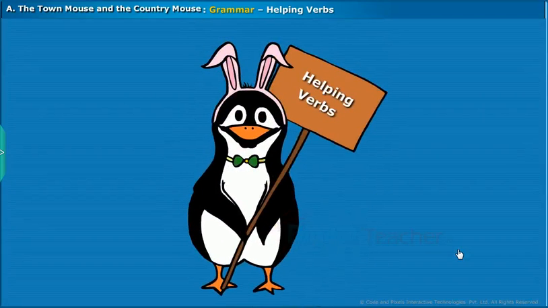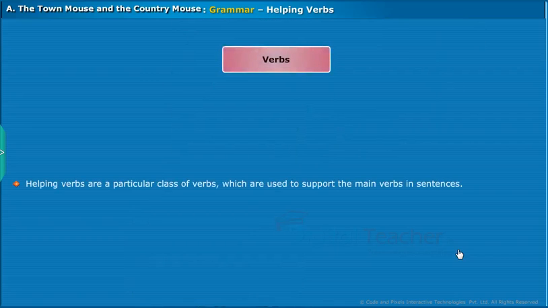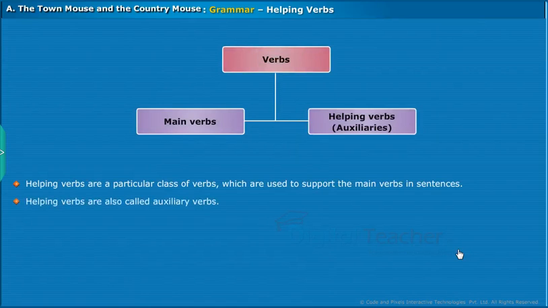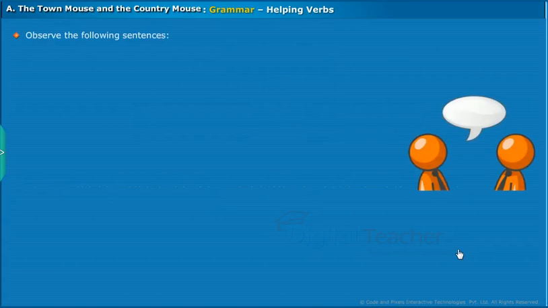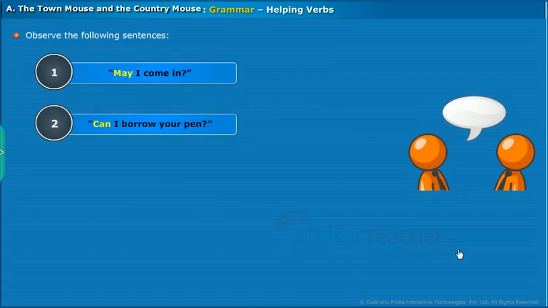Helping verbs. In this section, we will learn about helping verbs. Helping verbs are a particular class of verbs which are used to support the main verbs in sentences. Helping verbs are also called auxiliary verbs. Observe the following sentences. May I come in? Can I borrow your pen? These are the ways of seeking permission.